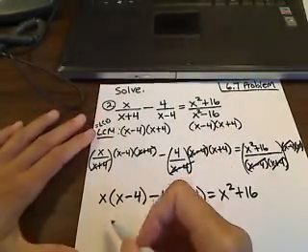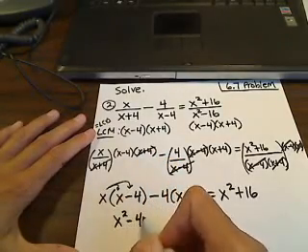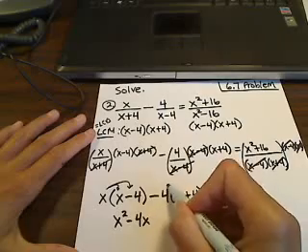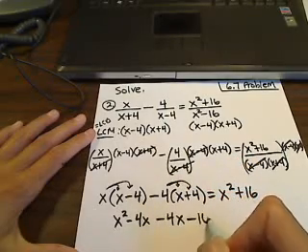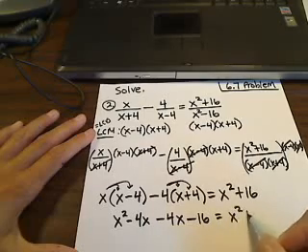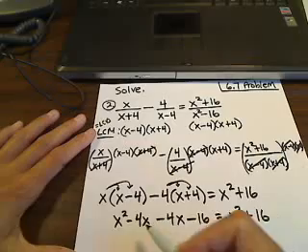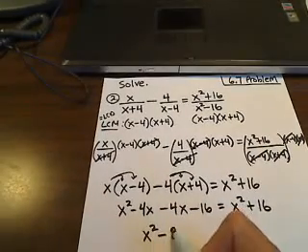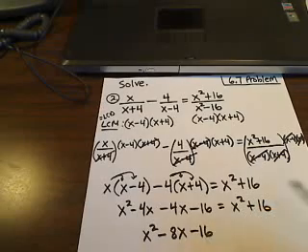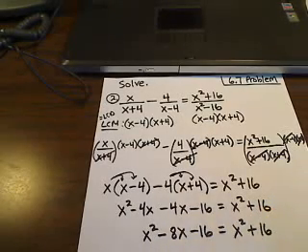All right, let's take the x and distribute here. So we get x squared minus 4x. Take the negative 4 and distribute. We get negative 4x minus 16. And then x squared plus 16 on the other side. Collect like terms on this side. x squared minus 8x minus 16 equaling x squared plus 16.